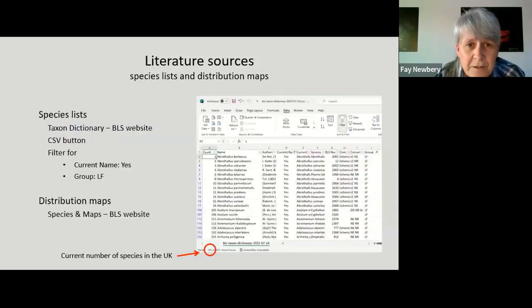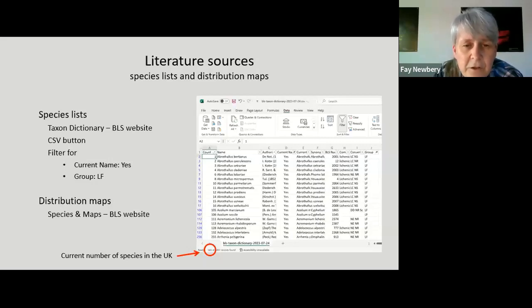Another online resource, or 2 more online resources from the British Lichen Society website, are species lists and distribution maps. The Taxon Dictionary on the British Lichen Society website is under the recording tab there. It's usually used for searching, but if you go right down to the bottom, there's a CSV button. It's very small and it's way down the bottom of the page. But if you find it and press it, the website starts collating for you all the data in the Taxon database and putting it into an Excel spreadsheet. And then you're offered the chance to download that.